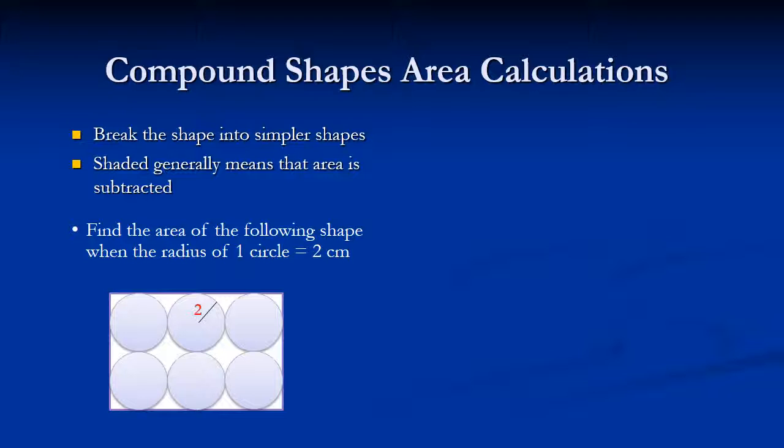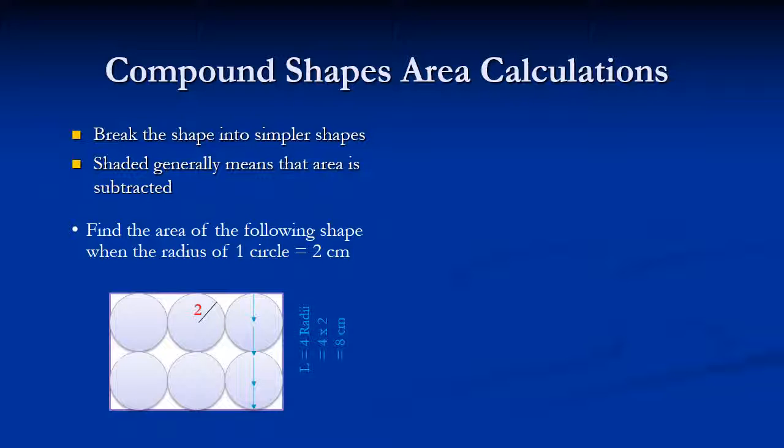Now, compound shapes are just when we have different shapes, when we're either going to add or take them away from each other. Sometimes we call them composite shapes. It's just a combination of the different shapes. So it's important just to break the shape into smaller shapes, and generally the shaded area means that it's subtracted in diagrams. So we find the area of the following shape. So we've got a rectangle and we're minusing 6 circles from it, but all we know is just one radius equals 2 centimeters. So we need to think, how big is that rectangle first of all?